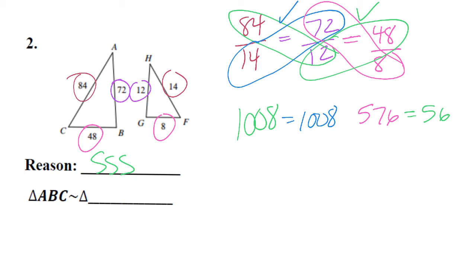Then we need to look at triangle A, B, C. So top, down, and left. So top, down, and right. H, G, F.